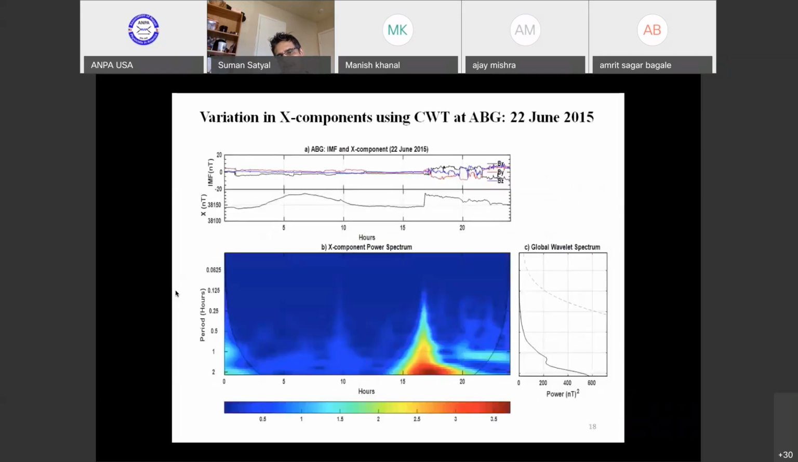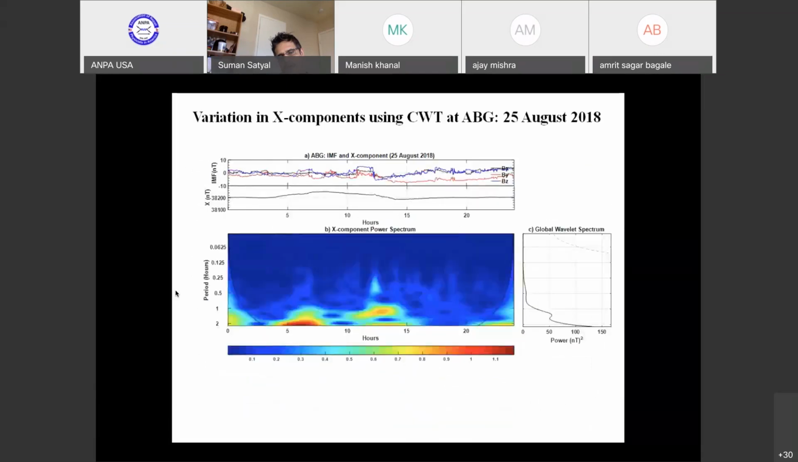Now this shows the variation in the X component using the continuous wavelet transform at Alibag station for the storm of 22nd June 2015. Now in the power spectrum plot, the red intense region represents the region where the geomagnetic activity has taken place. And this plot shows the variation in the X component using the continuous wavelet transform again at Alibag station, but due to the storm of 25th August 2018. This shows that the magnetic storm took place in the early morning.